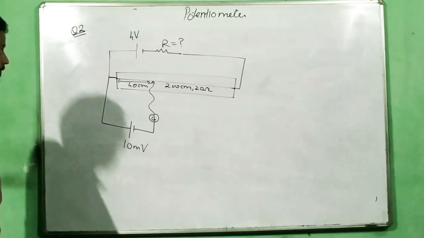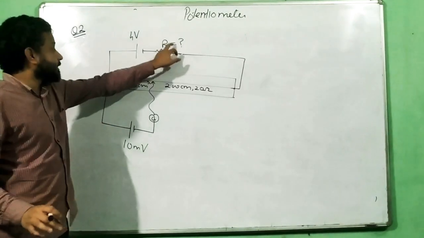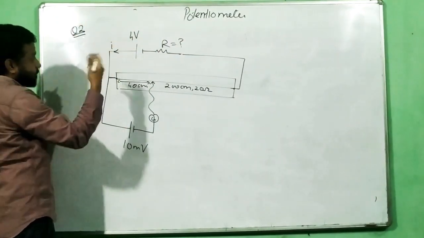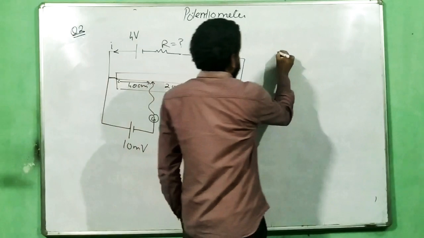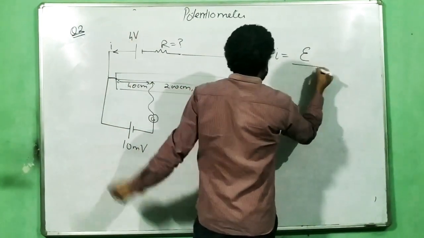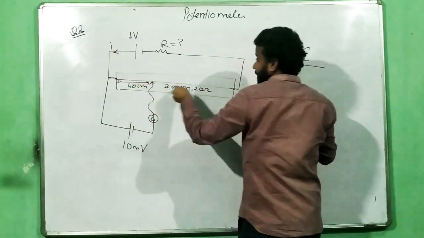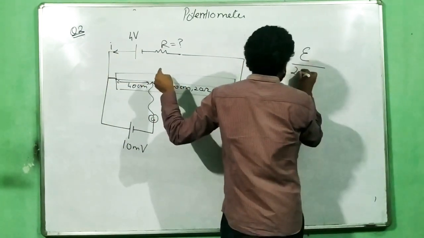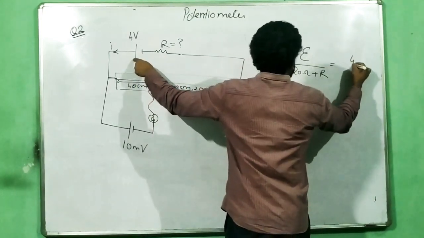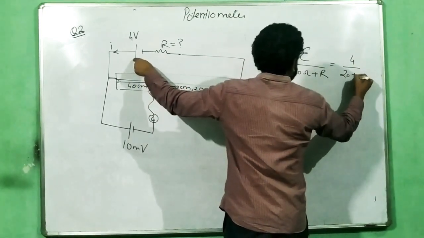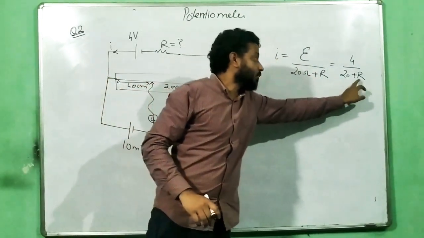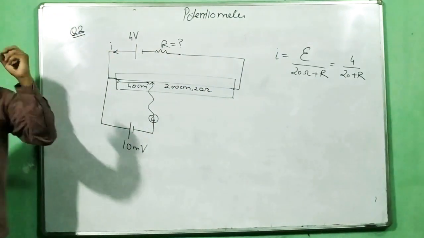Now, this resistance, there is no way you can find it if you don't find the value of current first beforehand. Because this current I is equal to EMF divided by the total resistance. If you see the resistance here, this is 20 ohm, this is R. This is 20 ohm plus R. Now this EMF is 4 volt, so I equals 4 volt divided by 20 plus R. Unless I find the value of I, I cannot find the value of R. So in this type of question, finding I is a must.